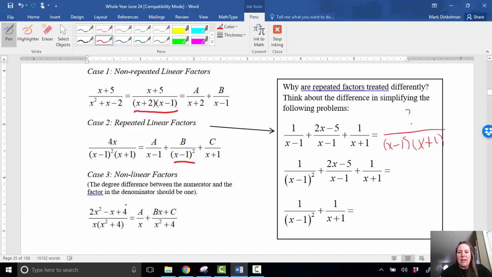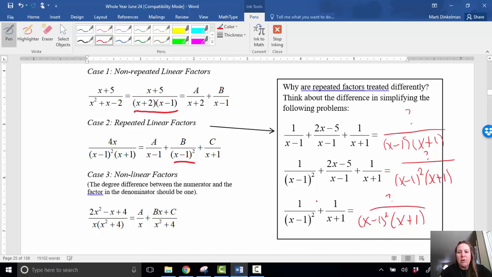If we look at the second one, our common denominator would be x minus 1 squared and x plus 1. So this one works. That would have a similar denominator as what's going on over here with our problem with the 4x on the top. And this third one, the least common denominator, is also x minus 1 squared times x plus 1. Okay, so that would also work for this one.